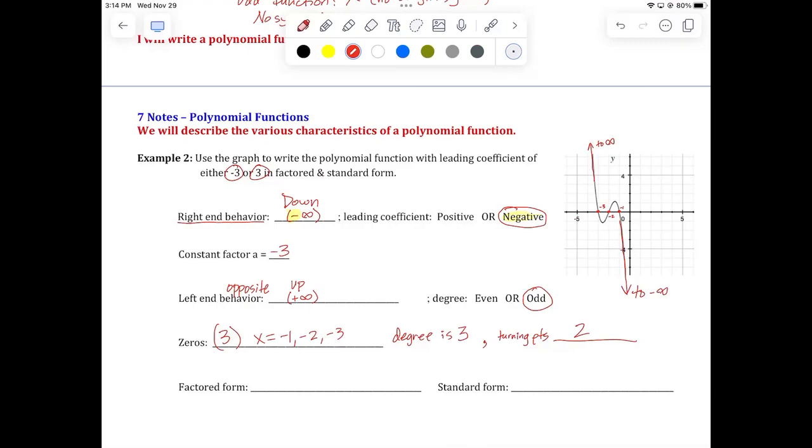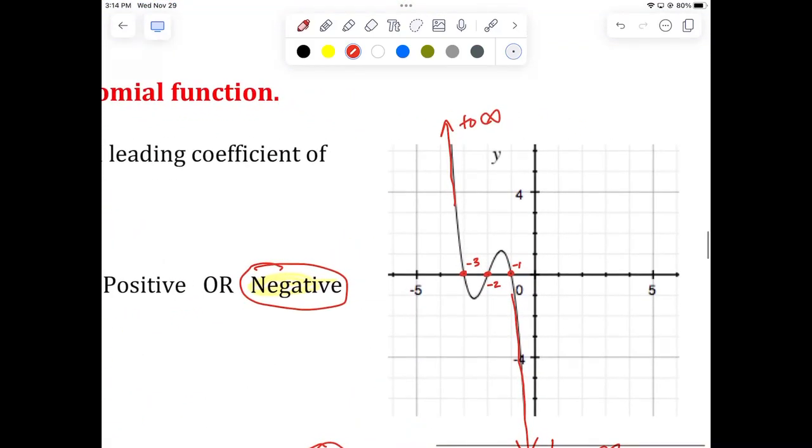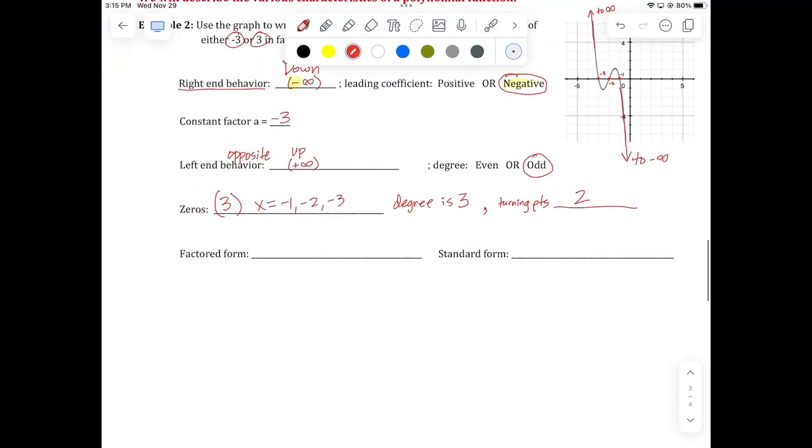Yeah. It sure is. Now, this is interesting to note. Our parent function, x cubed, had 0 turning points, right? But it still had the maximum possible of 2. This is a transformation of the x cubed parent function, because it is degree 3, but it now has lots of wiggles to it. It has 2 turning points, whereas the parent function has 0. Interesting to note. All right, how are we going to write it in factored form?